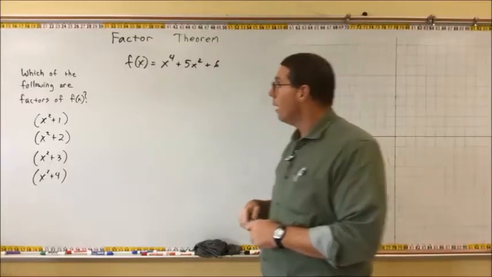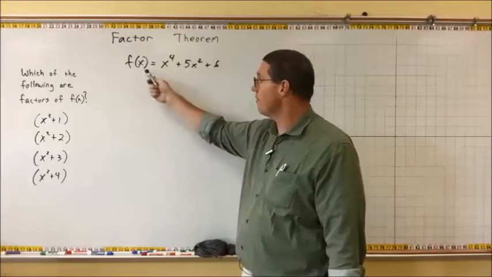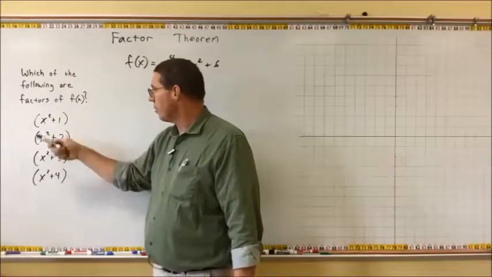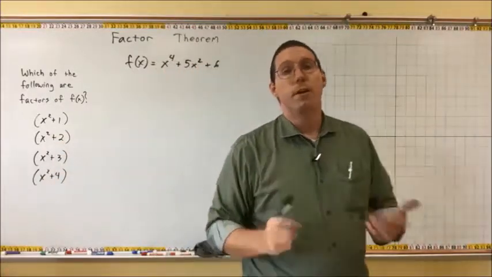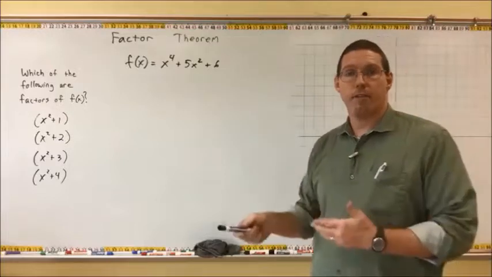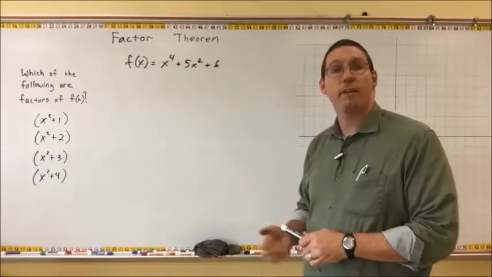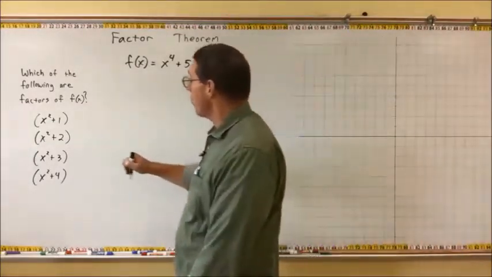Okay, so we've got this polynomial here, f of x equals x to the fourth plus 5x squared plus 6. Which of the following are factors of f of x? We've got x squared plus 1, x squared plus 2, x squared plus 3, and x squared plus 4. None of these are x to the first power, therefore we cannot use synthetic division, so we're going to have to use polynomial long division. So let's start with this first one.